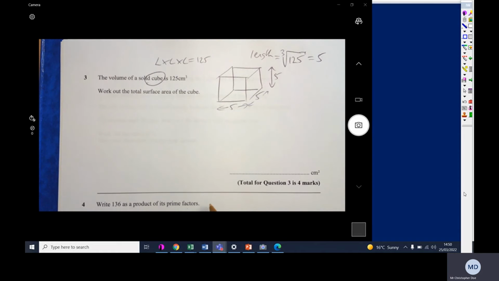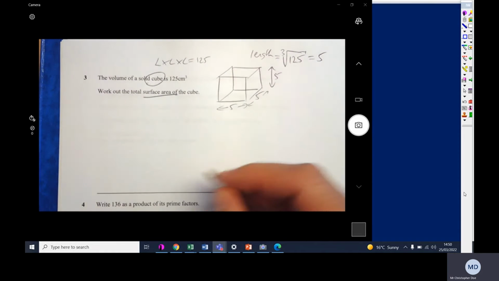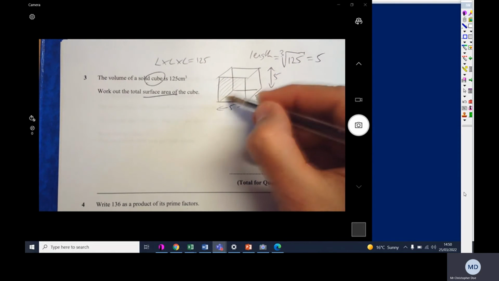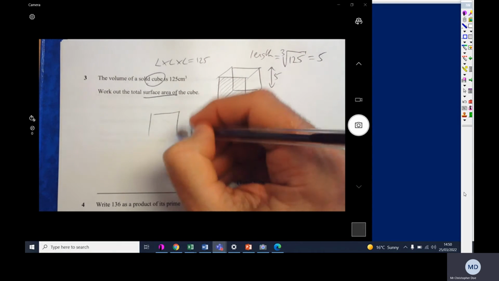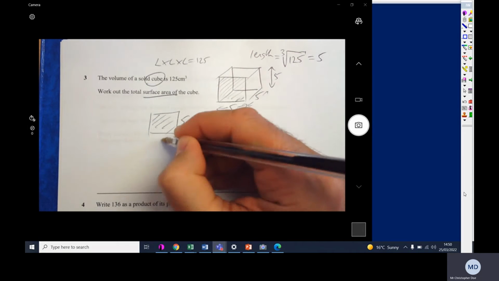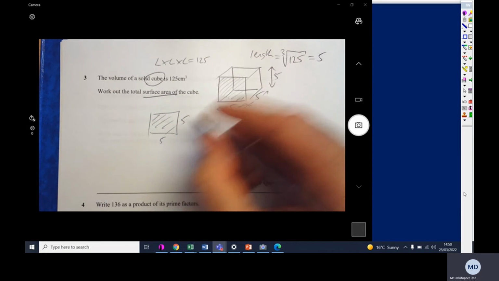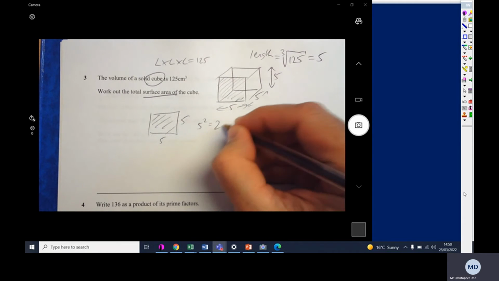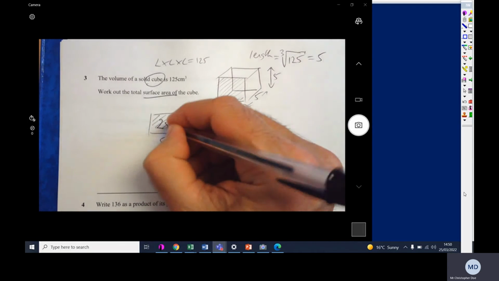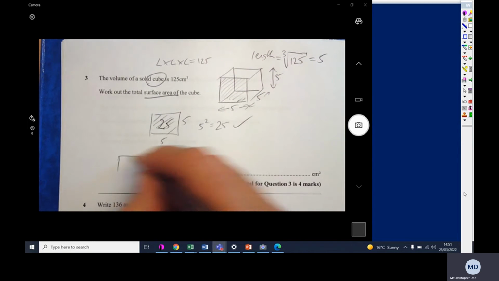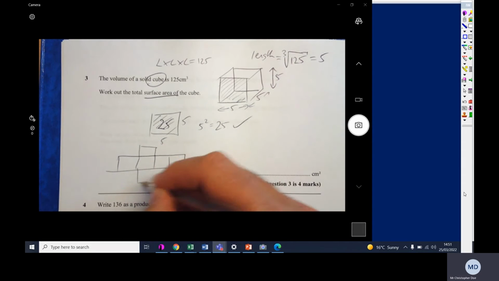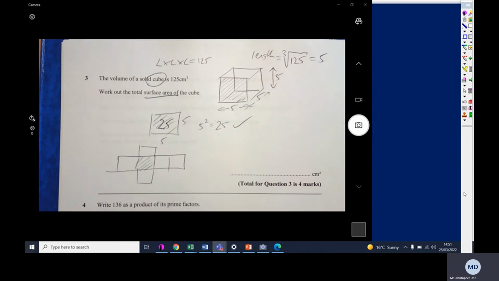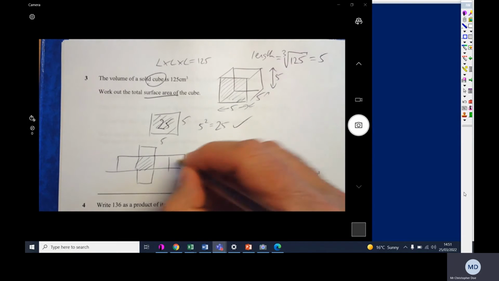Okay, then we're asked for the surface area. The surface area is the area of all 6 faces. There's one face, it's a square. So each face area is 5 times 5, 5 squared, which is 25. You've got a mark for the area of the face. You need to realise there's 6 faces. If you'd forgotten that, the net of a cube looks like that, with each face shaded in. So you've got 25 for each.